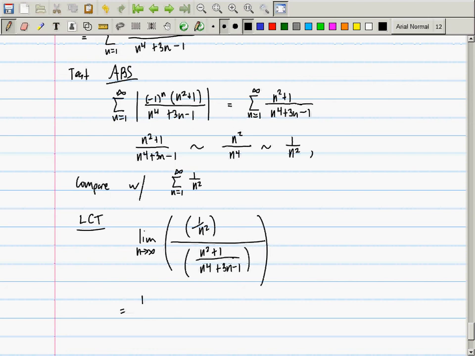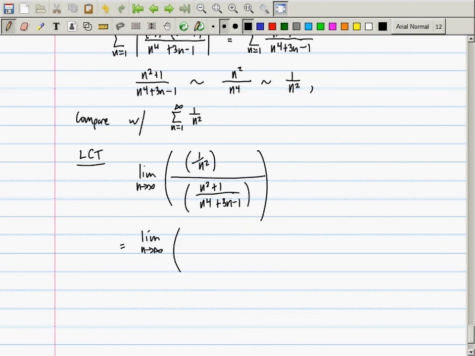Okay, so then the limit as n goes to infinity of n to the 4th plus 3n minus 1 in the numerator over n to the 4th plus n squared. Using a variety of steps, this is equal to what? 1. So what's the conclusion of the limit comparison test when you get 1? It converges, right? What's the conclusion in the ratio test when you get 1? No conclusion. So you need to be able to distinguish these things.